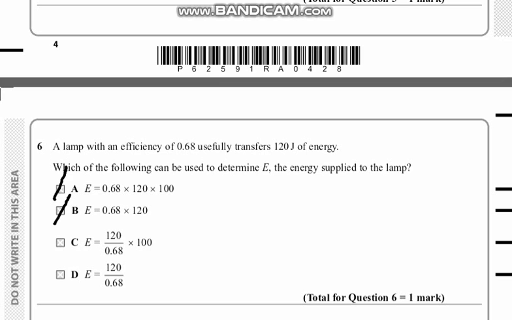So we usually take the decimal or the percentage at 68% efficiency. We know that 0.68 is already being converted to decimal form and it's not being multiplied with 100. So C and D is our final answer. It clearly shows to determine the E, the energy supplied to the lamp only.